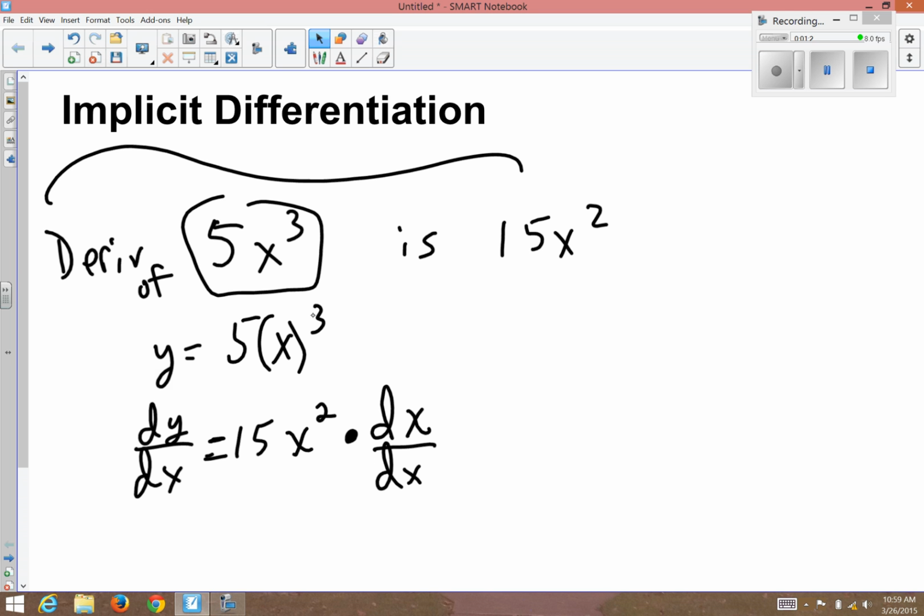I'll repeat the steps. 3 times 5, copy, subtract 1, and we have this at the end. That's the derivative of what is in the parentheses. But we usually don't write this dx dx, because dx over dx is 1. That's why we would just say 15x squared. So we're not wrong if we say the derivative of 5x to the third is 15x squared. Don't need to write that.